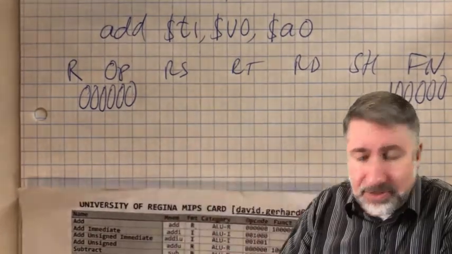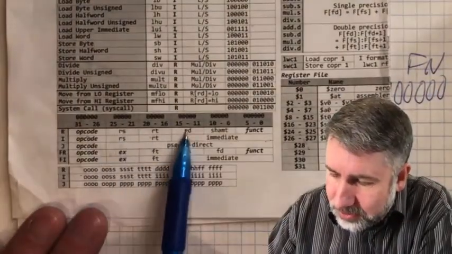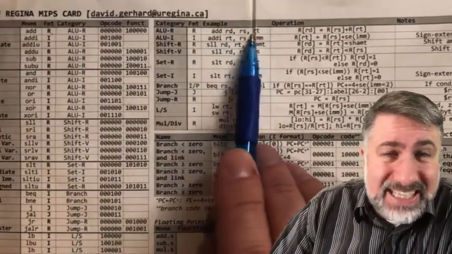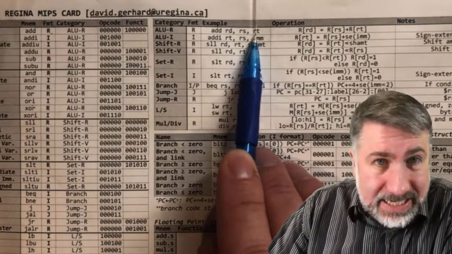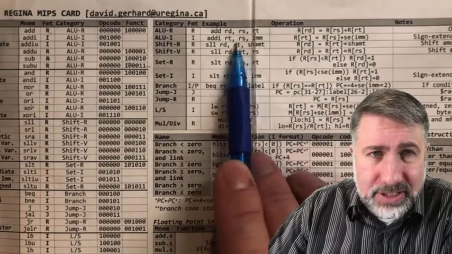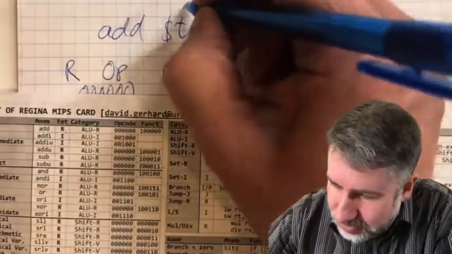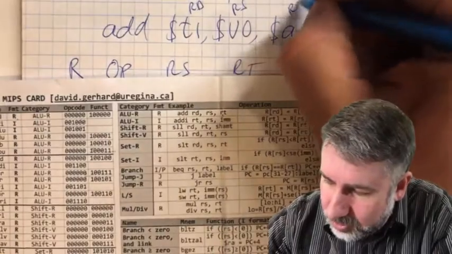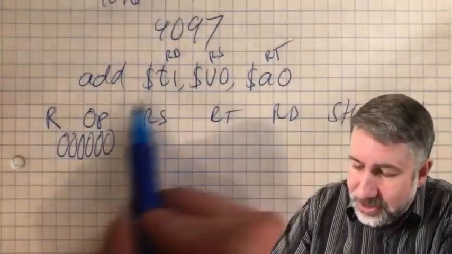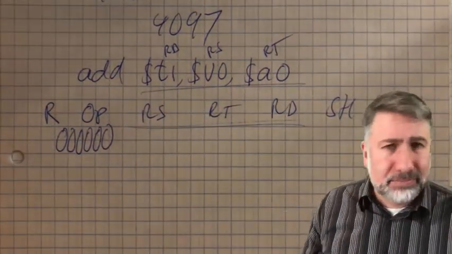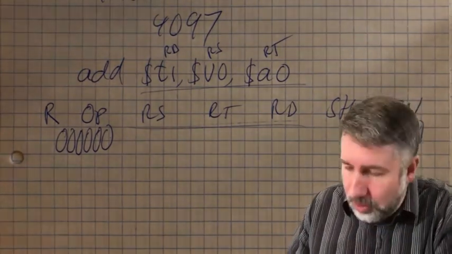Now we need RS, RT, and RD. Well, if we look here, RS, RT, and RD, those are the values we're going to fill in. But what are they? Well, let's look at the category information for ALU R-type instructions. It gives you an assembly language example: add RD, RS, RT, and it says the register RD gets RS plus RT. So RD is the first one, and then RS is the second one, and then RT is the third one. So unfortunately, they're in a different order in the instruction than they are in the assembly language, but this kind of complexity is what's going to happen. It's unfortunate. So RS is the first one.